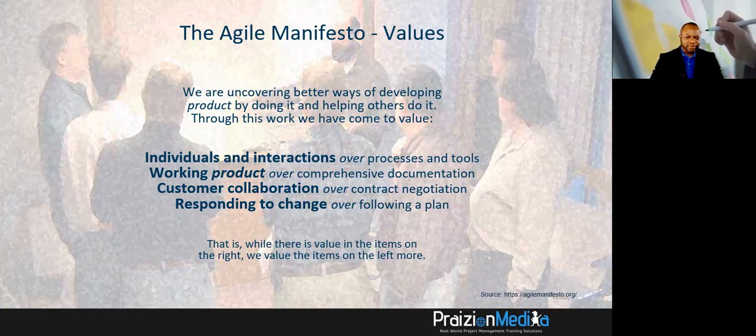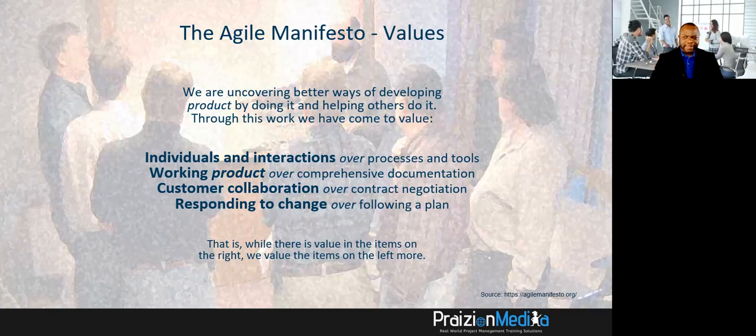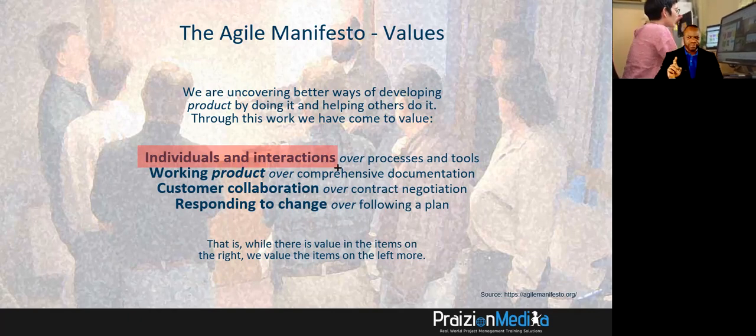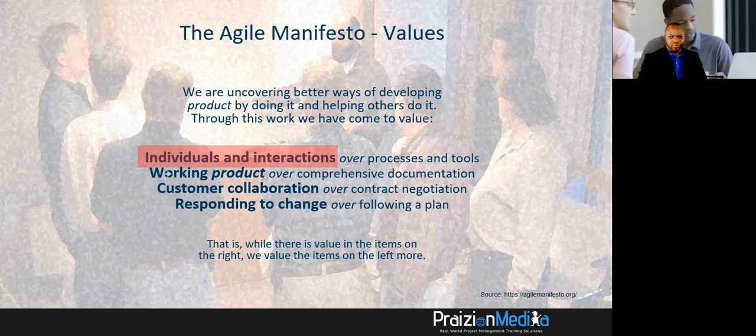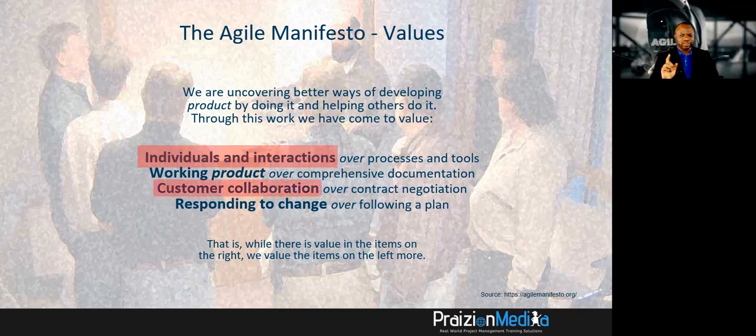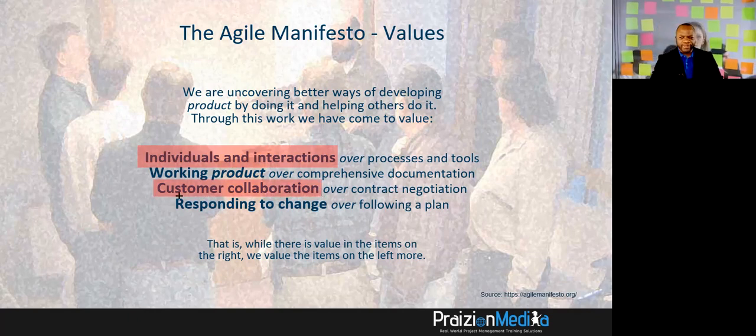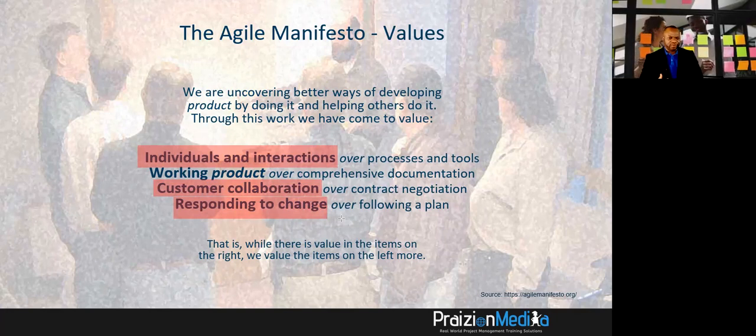In the Agile Manifesto, one of the things that we espouse is individuals and interactions over processes and tools. And there's a reason why individuals and interactions is first. There's also a reason why we say customer collaboration over contract negotiation. Do you see that it's very people driven? How about responding to change over delivering all planned scope? Do you see why this is now so important? What about working product?